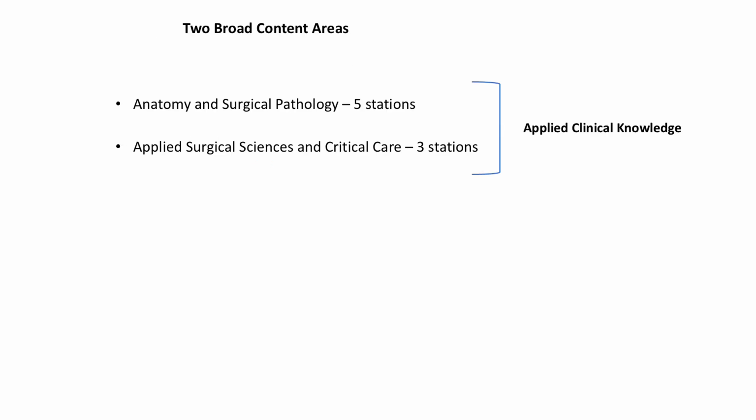Now we discuss more about the broad content areas. Applied clinical knowledge has 8 stations. Of these, 5 stations assess anatomy and surgical pathology: 3 stations assess anatomy and 2 stations are surgical pathology stations. And then there are 3 stations for applied surgical sciences and critical care. So we have a total of 8 stations that assess applied clinical knowledge.